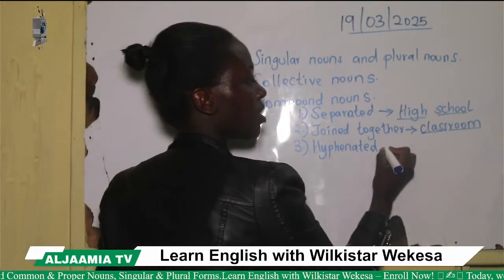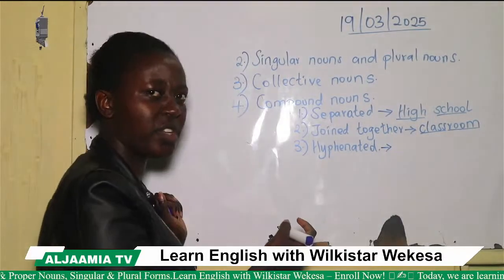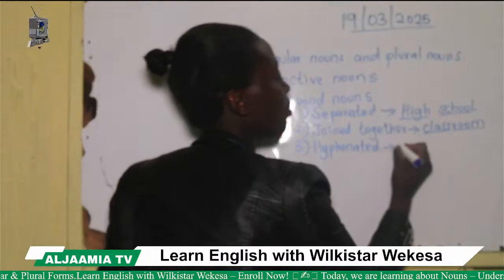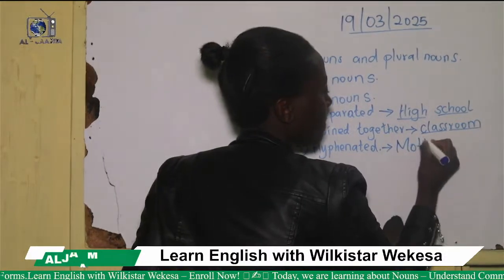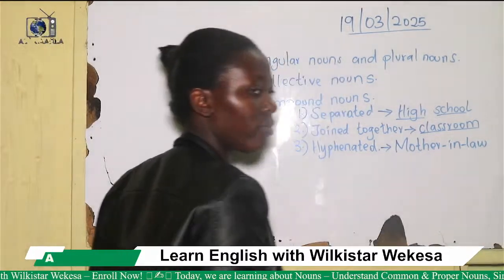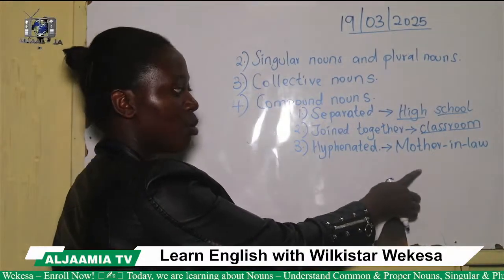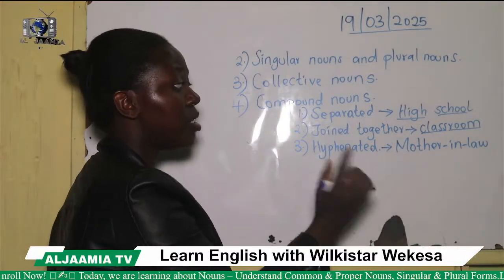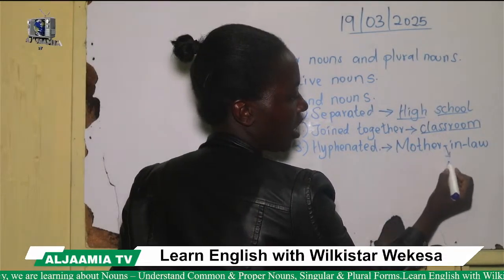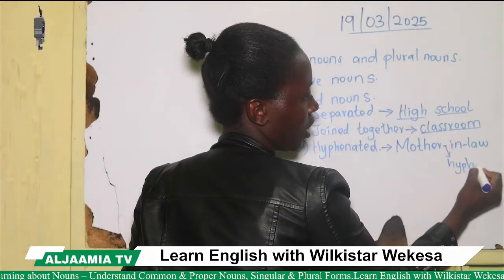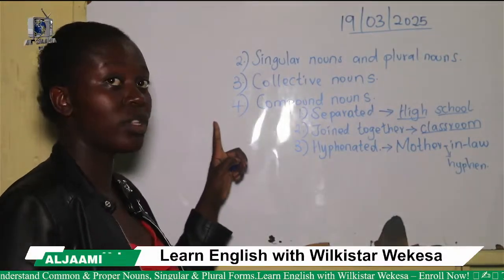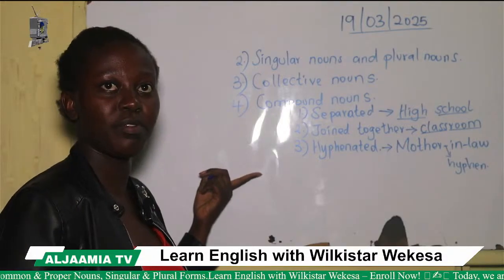And lastly, we have some compound nouns that are hyphenated. Hyphenated means the words are separated with a hyphen. So for example, a word like mother-in-law. This is also a compound noun, but it is hyphenated. The 3 words are separated using a hyphen. This is called a hyphen. Are we together? Yeah. So up to that point, let's move to number 5.